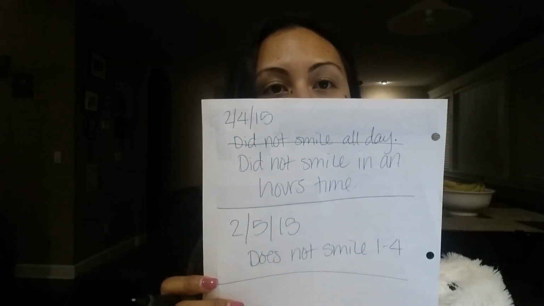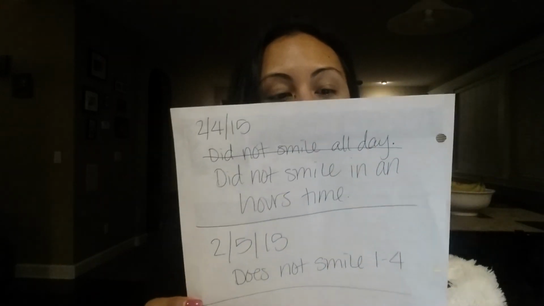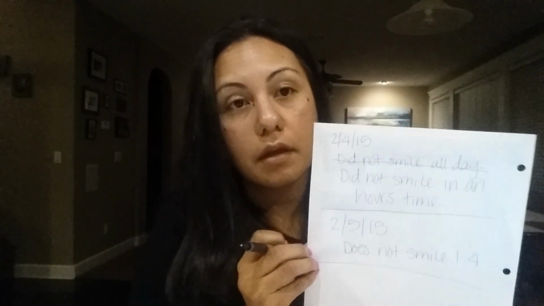Between 1 and 4. So you just keep going in the back of it. You just write the date, write your notes, and when it's time to talk to your doctor, you say, look, I observed my son or daughter for a few days, and during that time the baby didn't smile at all. I was paying attention. I wrote it down. Here are the dates. Here's what happened.